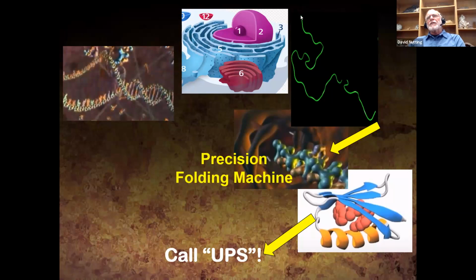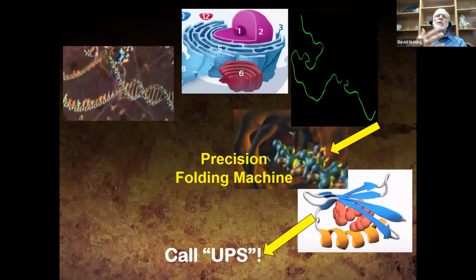And then that finished protein, a string of beads, you might say, is then ushered out with a transport machine, let's call them UPS, transported into a folding machine, because the protein in and of itself is not ready to do anything. But it goes into that precision folding machine, comes out as a folded protein, and now it's ready to do the work that it was meant to do.